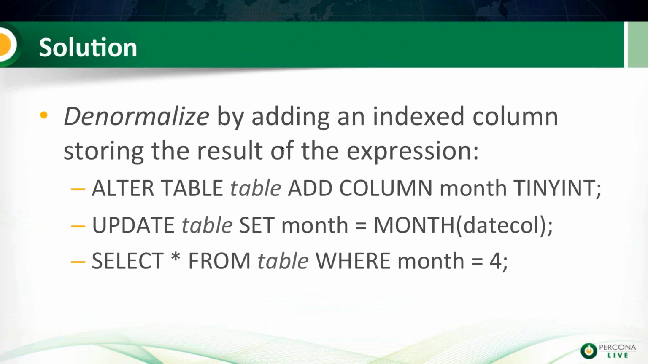For example, if we wanted to look up those values by month, we could copy the month value into an extra column. In this example, I'm adding a column called month. It'll be a tinyint. I scan through the whole table, setting that column to be the result of the MONTH expression on the date column. I only need to do that once, and then subsequently, if I ever change the values of the date, I update it too. Now I can look up in that table where month equals 4, supposing we had an index on it, and it will function much more efficiently.